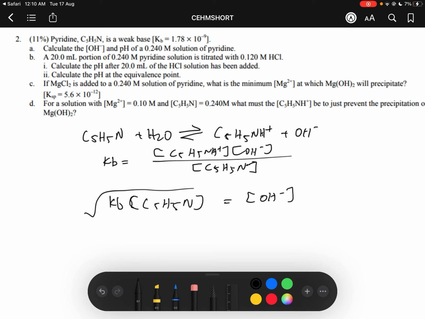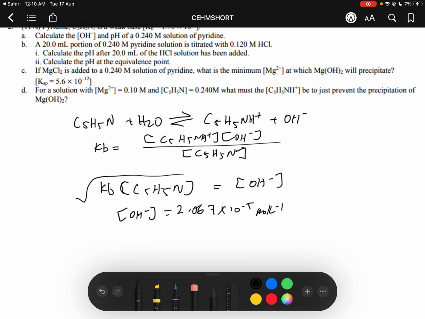If we plug some numbers into the calculator, we have Kb equals 1.78 times 10 to the power negative 9 multiplied by 0.240, square root. Therefore, the OH minus concentration is equal to 2.067 times 10 to the power negative 5 mole per liter. And that will give us a pH of 9.32 for this solution.